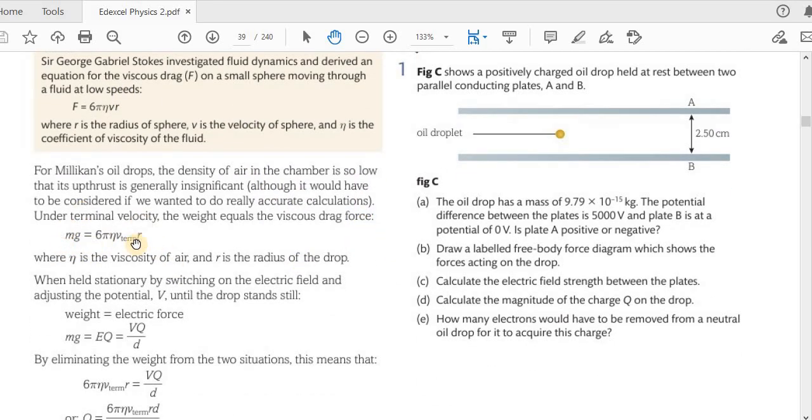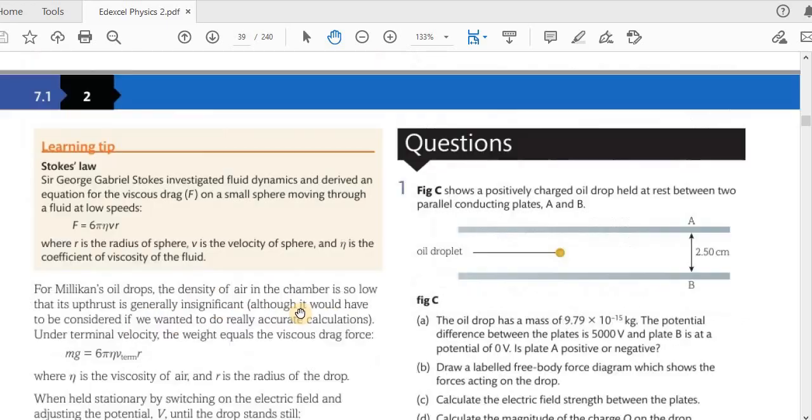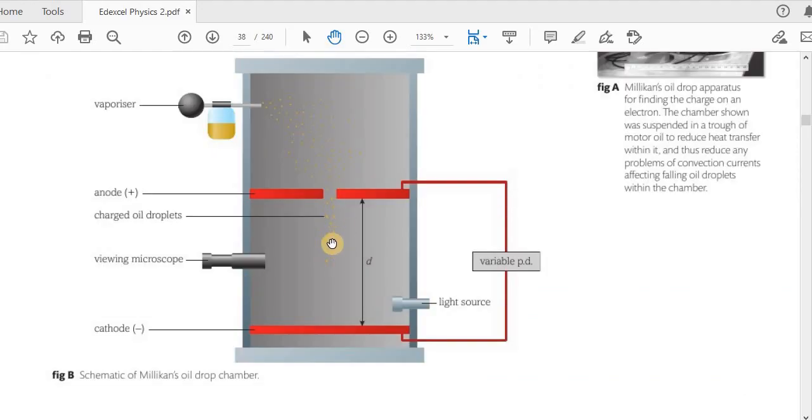Then we have this: the weight is equal to the viscous drag or Stokes force, and eta is the viscosity of that fluid, and in this case it is air. r is the radius of the oil drop. When held stationary by switching on the electric field and adjusting the potential V until the oil drop stands still. So initially it is falling with terminal velocity, then we increase the potential difference so much that the electric force will be upwards and it comes to a stop. It will fall, decelerate and come to a stop.